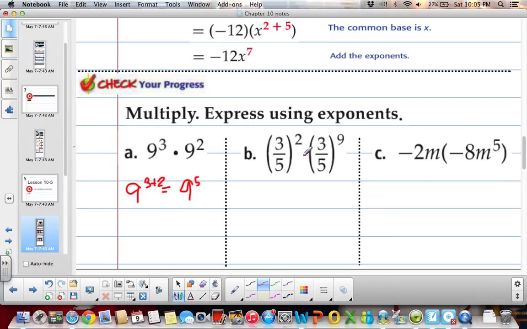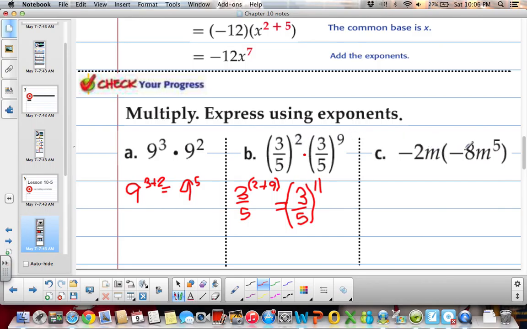All right, 3/5 squared times 3/5 to the 9th. Because they're in parentheses, it doesn't actually need a multiplication sign there, but I'll put one there. So 3/5 is our base. So we're going to go 3/5, and then it's going to be to the 2 plus 9, and I'm going to actually put this in parentheses. 2 plus 9 is 11, so it's going to be 3/5, now we can put it in parentheses, to the 11th power. So keep the base, add the exponents.